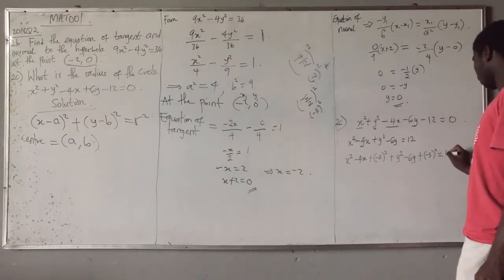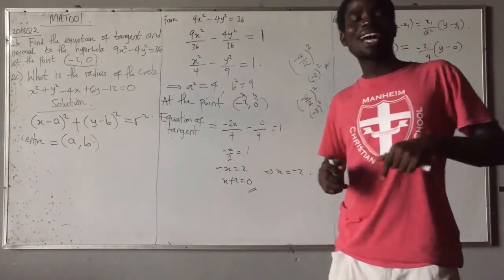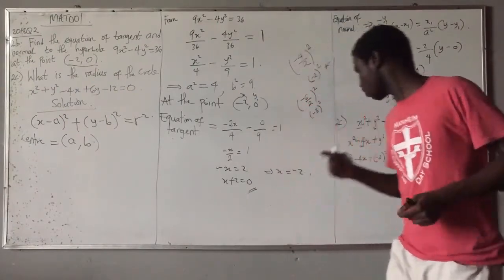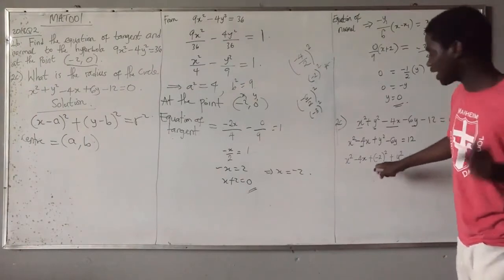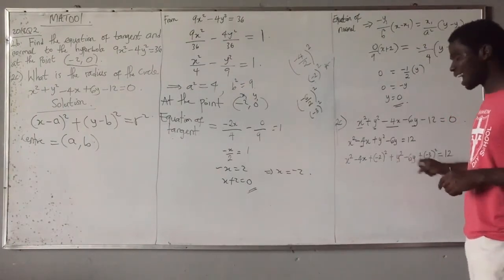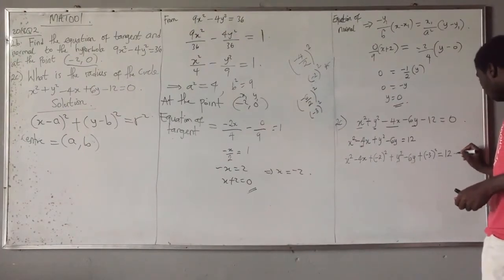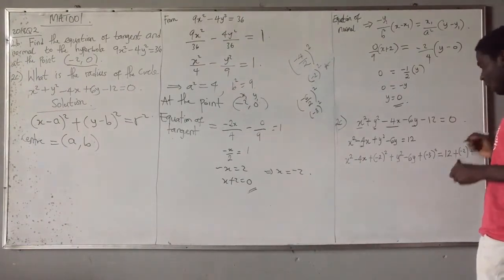Now it's equal to 12. Don't forget, this is an equation. What you do to the left hand side, you will do to the right hand side. Do you understand? So now, I have added minus 2 all squared and minus 3 all squared at the left hand side. I have to do that at the right hand side as well. So this one will now be plus minus 2 all squared plus minus 3 all squared, right?